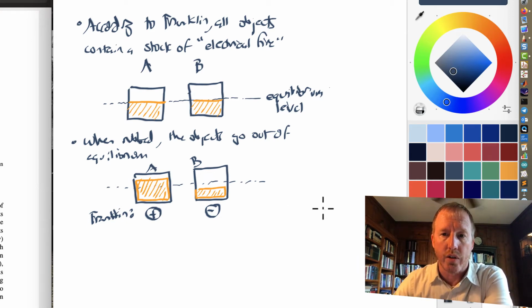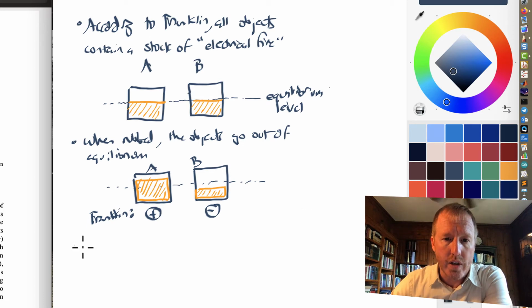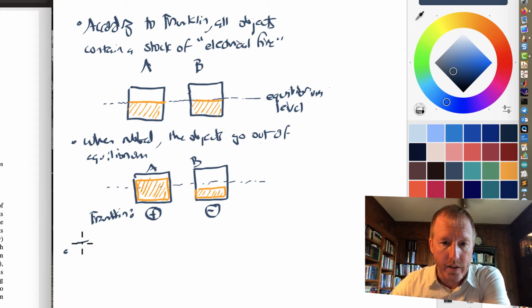On the other hand, certain other substances like plastics or PVC or resins, they tend to lose electrical fire when they're rubbed with, for example, fur. So object A would be the fur and object B would then be the PVC or the resin. So the resin, when you rub it with fur, or the PVC pipe, when you rub it with fur, would become negatively charged. Okay, so these objects, according to Franklin, will remain out of equilibrium until somehow the electrical fire is provided a path to re-equilibrate.